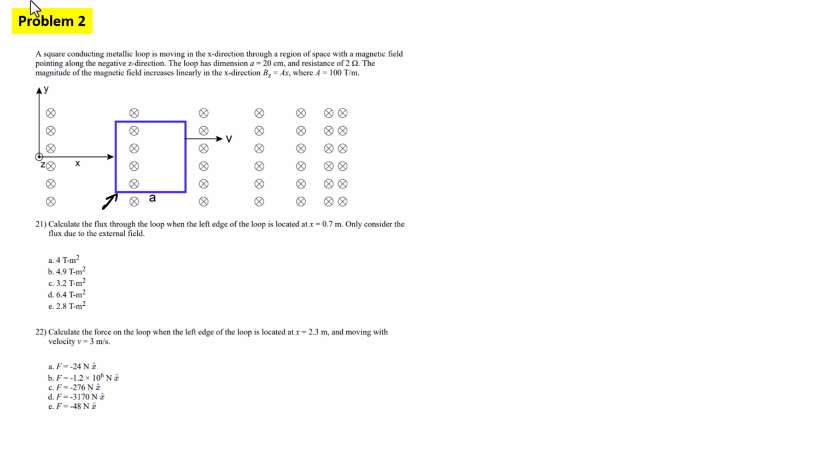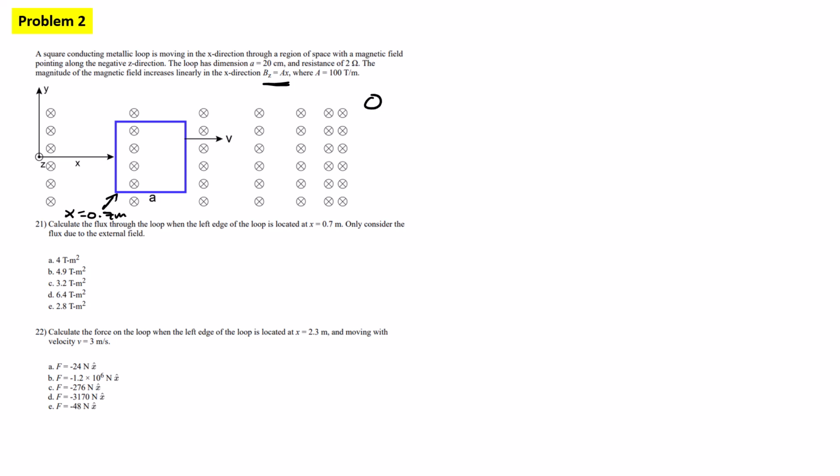All right, the first question here says, calculate the flux through the loop when the left edge, this edge right here, is at a position of x equals to 0.7 meters. All right, only consider the flux due to the external field. All right, that's the field produced by this. So how do we calculate the flux?